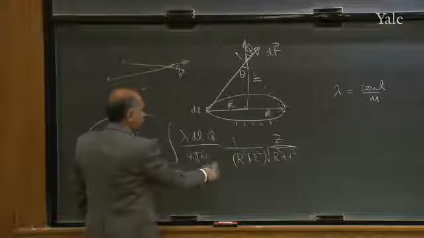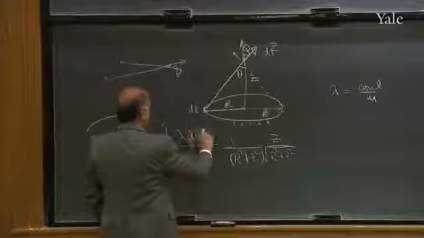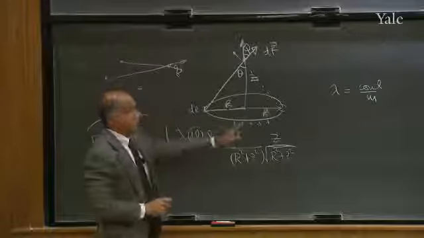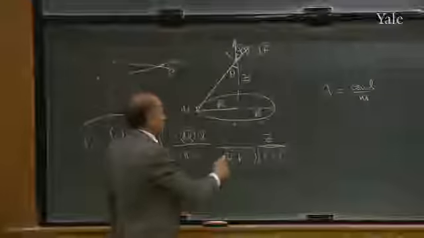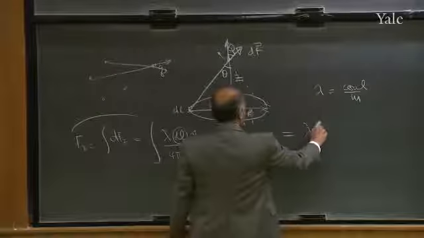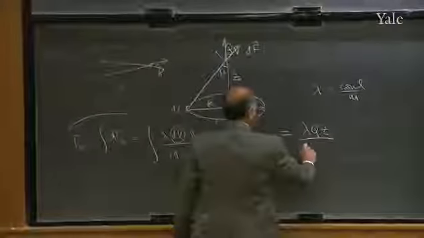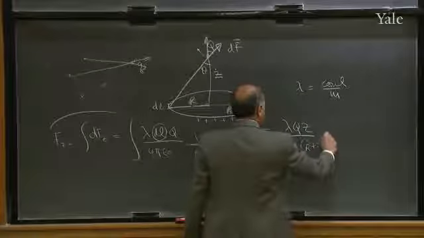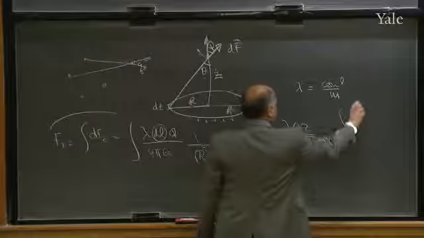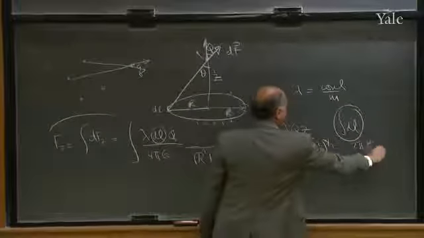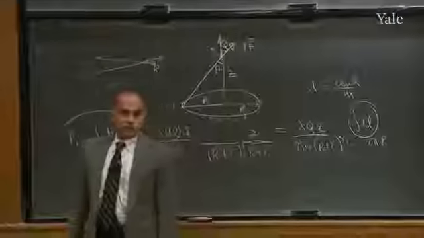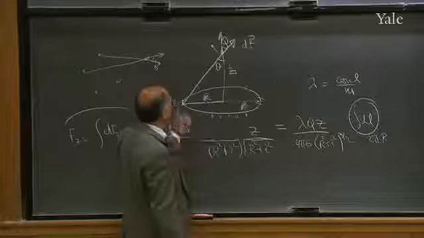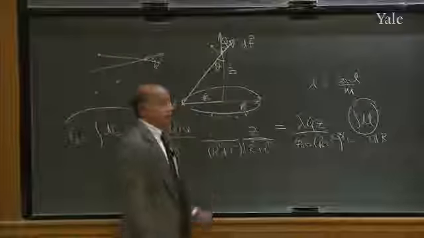Lambda, q, all these are constant. R, z, everything is a constant. You have to add all the dLs. If you add all the dLs, you will get the circumference. In other words, this is going to be lambda q z divided by 4 pi epsilon 0 times (r squared plus z squared) to the 3 over 2, times the integral of dl. Integral of dl is just 2 pi r. Every one of them is making an equal contribution, so the integrand doesn't depend on where you are in the circle, so you're just measuring the length of the circle.